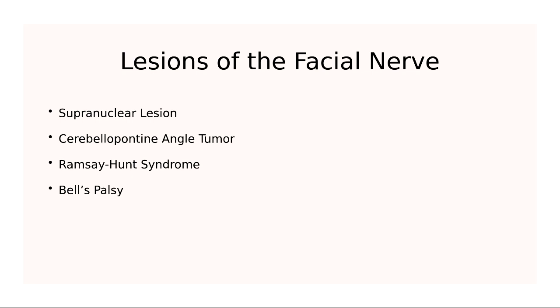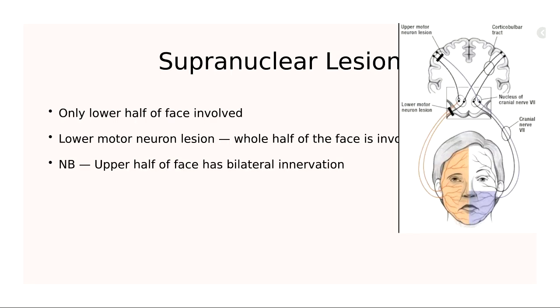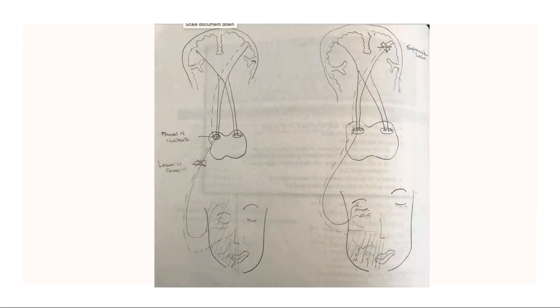Lesions of the facial nerve may be supranuclear. They may be located at the cerebellopontine angle. We may have Ramsay Hunt syndrome or Bell's palsy. If we have a supranuclear lesion, only the lower half of the face is involved. Remember that the upper half of the face has bilateral innervation.